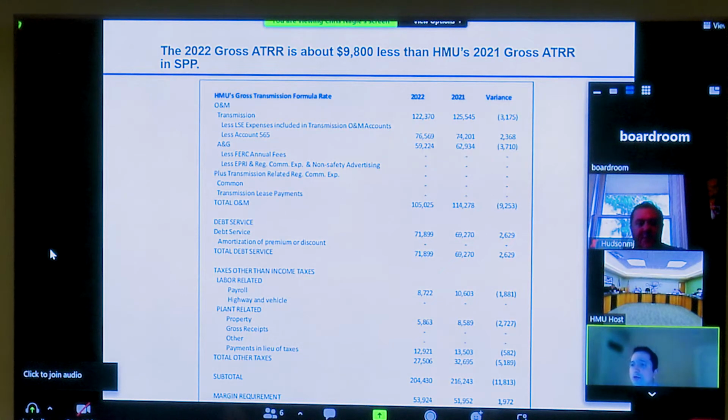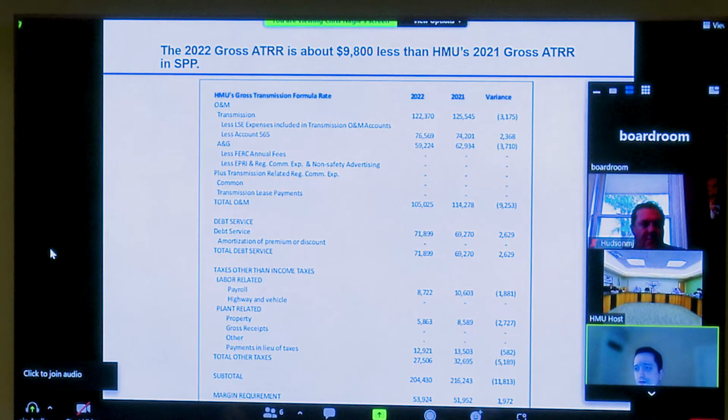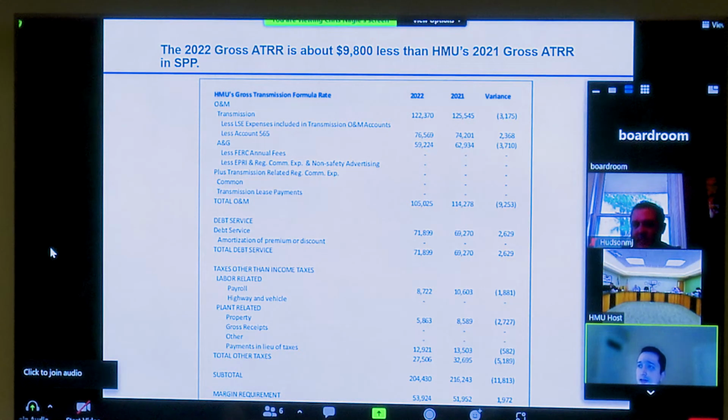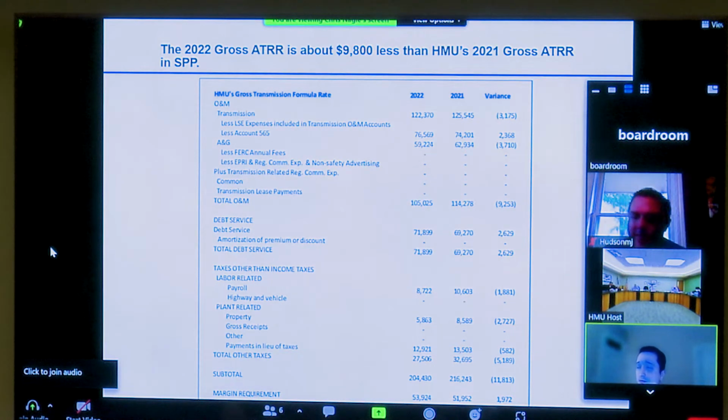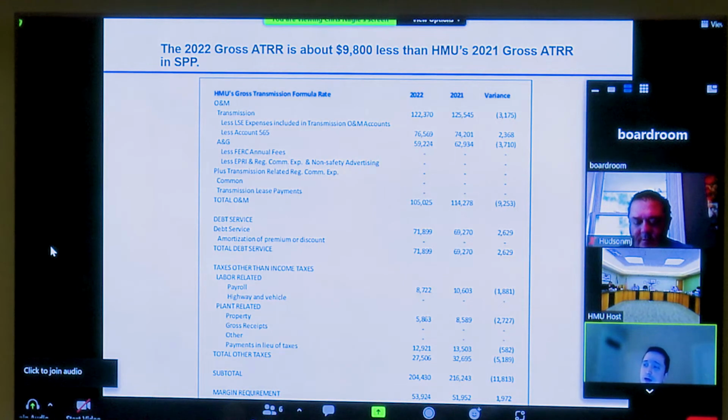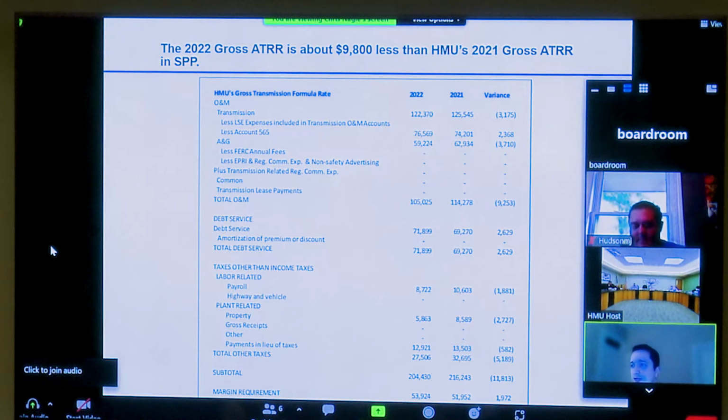And on your screen now is a comparison of this year's annual transmission revenue requirement calculation as compared to last year's, so 2021, transmission revenue requirement calculation. And you can see in the variance column that the vast majority of the line items in Harlan's Attachment H, or annual transmission revenue requirement calculation, have decreased year over year. And the very bottom line number, the revenue requirement, is down just under $10,000 year over year. And that, of course, is the culmination of the calculations above that line.